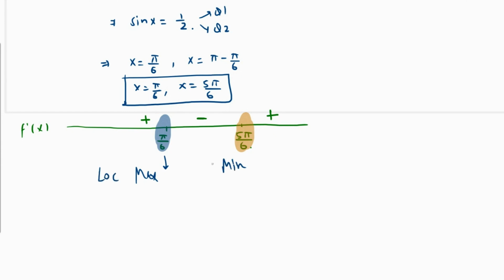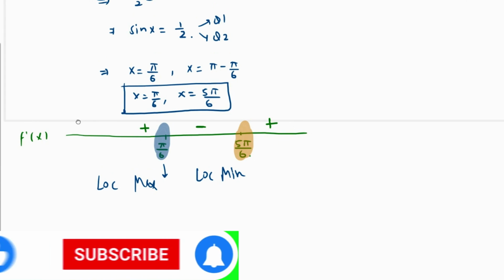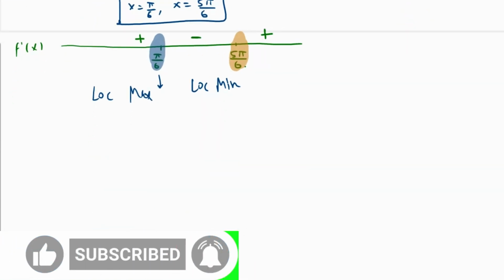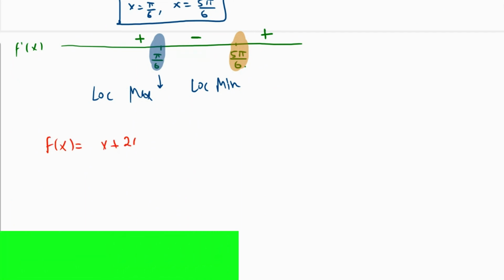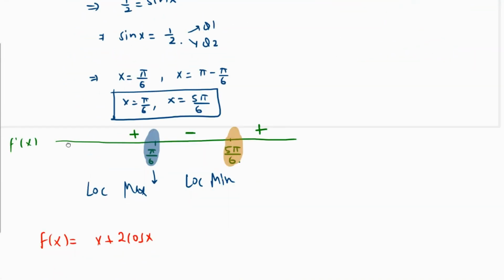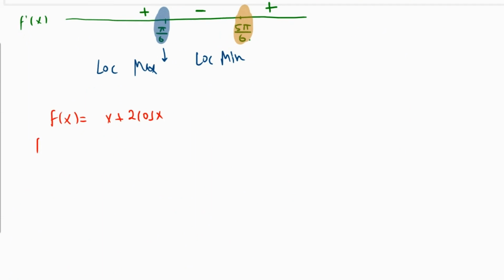We are talking about the local maxima and minima, but they are interested in absolute maxima and minima. So not only do we need to find the values at these points, but at the terminal points as well. So that is x plus 2 cos x. If I've written this correctly, x plus 2 cos x, yes. So first I need to find the value at the critical points. So f of pi over 6 will be pi over 6 plus 2 cos of pi over 6, and cos of pi over 6 is root 3 over 2. So that's 2 times root 3 over 2, which is pi over 6 plus root 3.